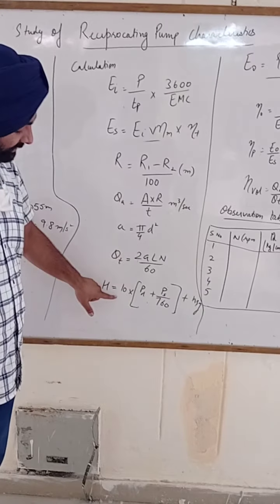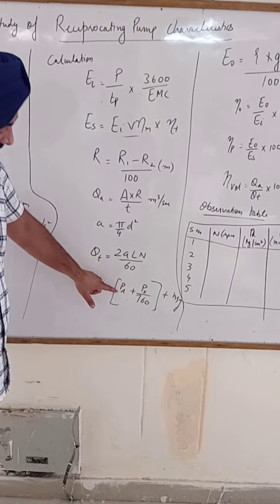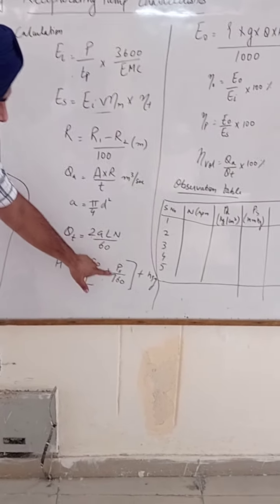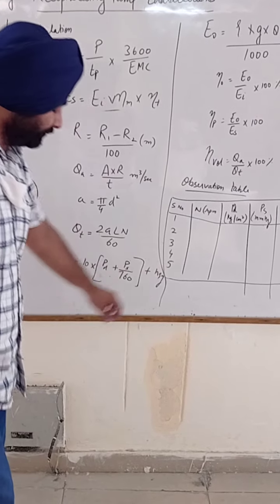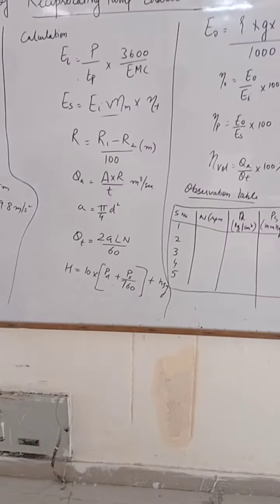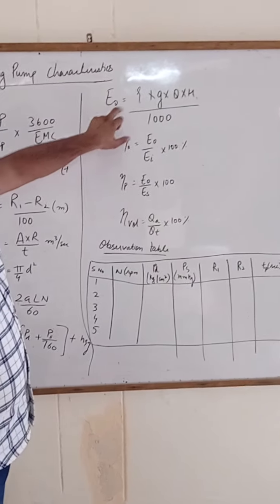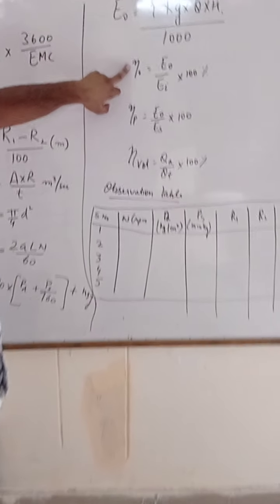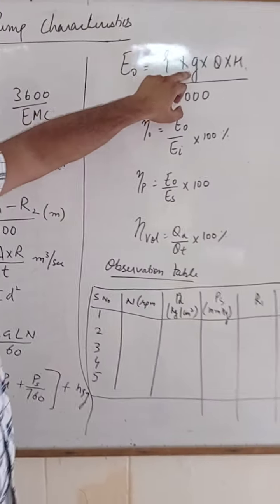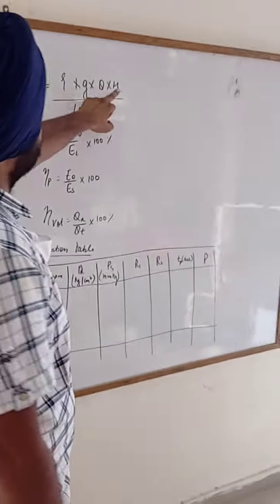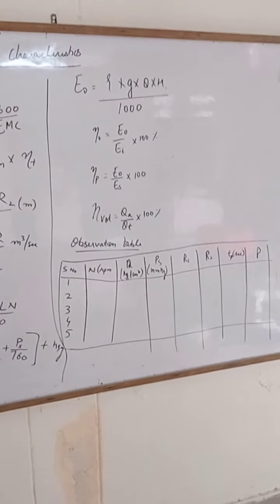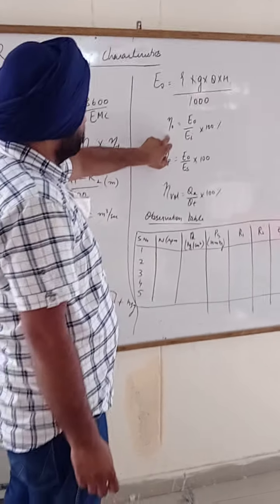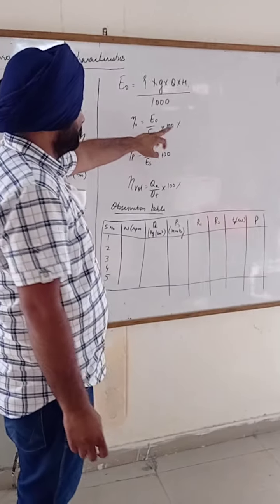Then H is equal to 10 into rho d, pressure at the delivery side, and PS is the suction side pressure over 760, plus H rho g. The value of H rho g is 0.65. Then outlet energy is rho g QH by 1000. That can be calculated. G is 9.8, Q is this actual discharge, and H is the head that we have already calculated over here. Then overall efficiency is E naught by EI into 1000.